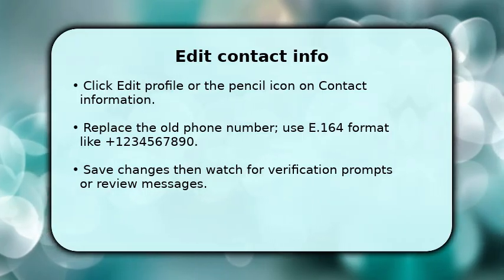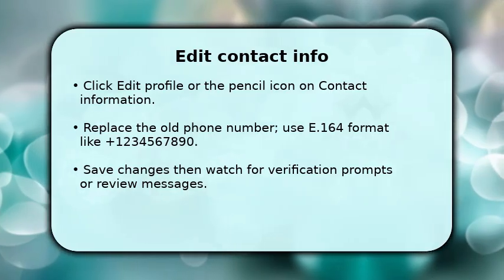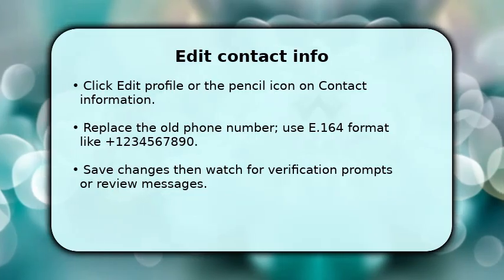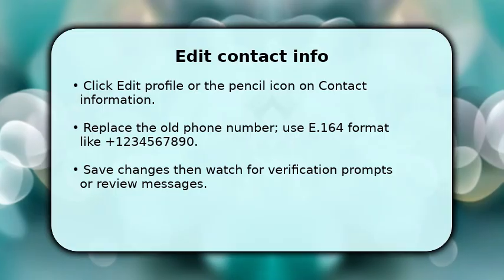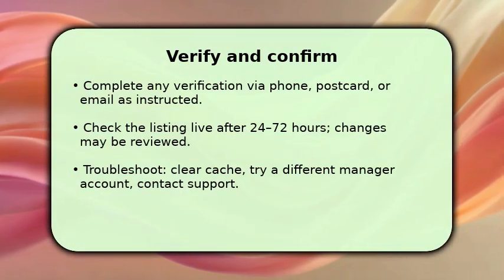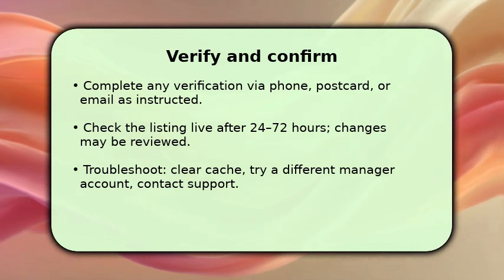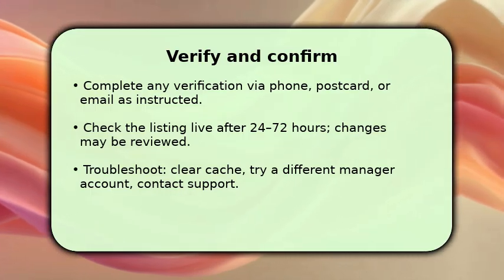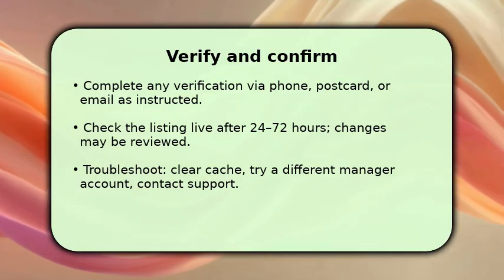Once entered, click Save. Google often queues changes for review or asks you to verify the number. Make sure notifications are enabled on your account so you see any verification step immediately, and confirm any SMS or call prompts if they appear. Finish by completing verification. Accept SMS or phone call, request a postcard, or follow the emailed instructions depending on the option shown. After verification, changes can take from 24 to 72 hours to appear publicly while Google reviews them.